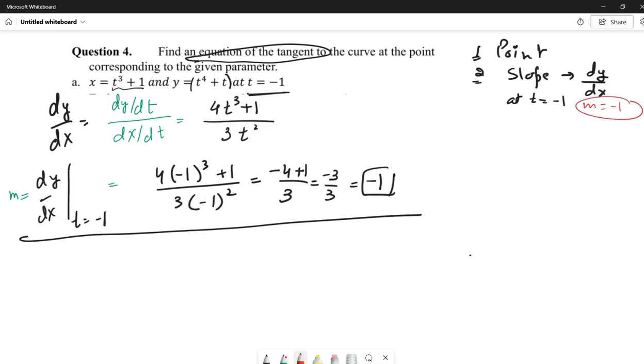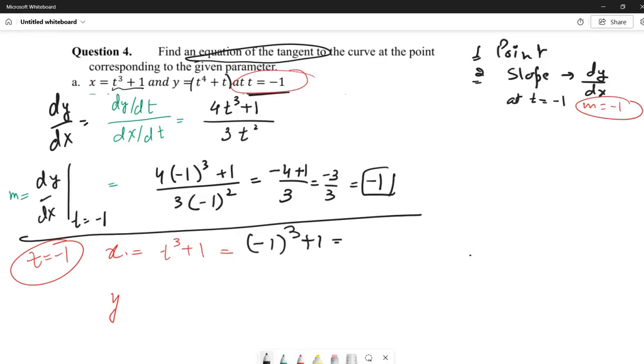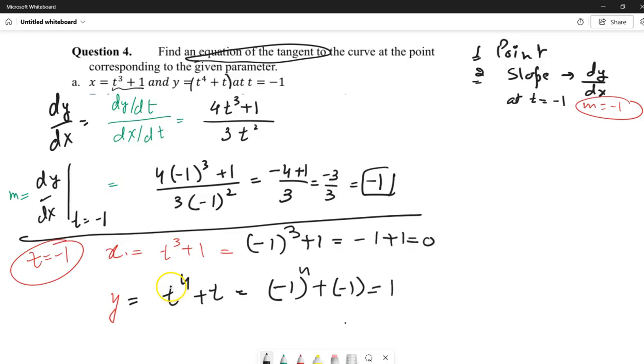Now for the point, t is given as -1. But for the point, we need x and y. What is t given? -1. x is equal to t cubed plus 1. Therefore, that should be (-1) cubed plus 1, -1 plus 1, 0. y is equal to t^4 plus t. So we put t, (-1) to the power 4 plus -1. That's 1 minus 1 equal to 0. So the point where we need to find our tangent is given as (0, 0).